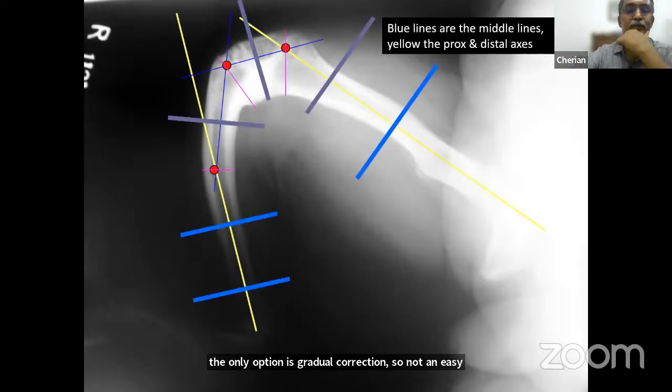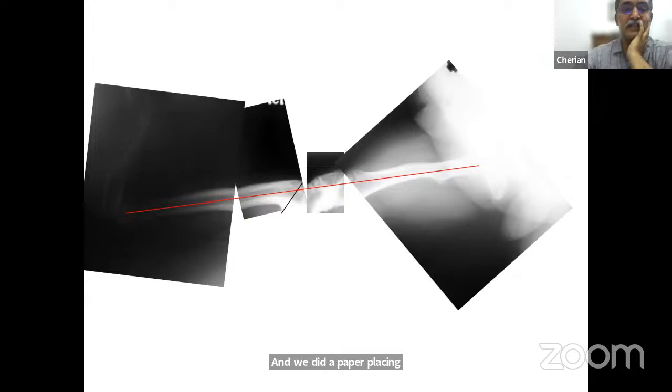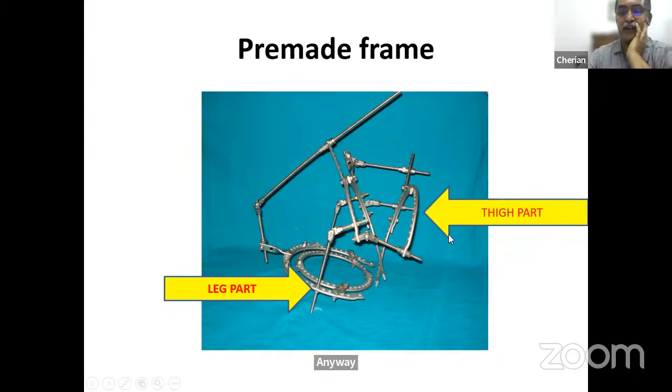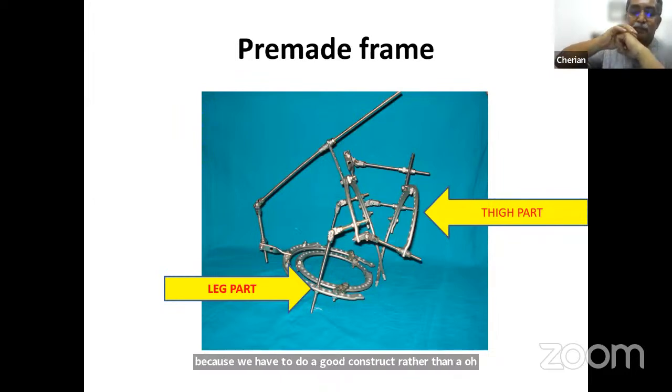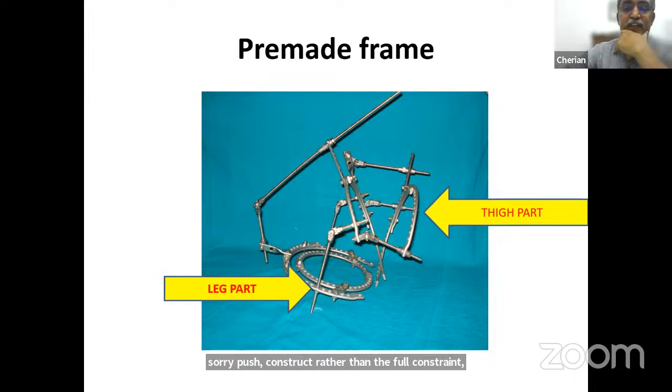So we did the deformity planning, the femoral and tibial axis and the middle line. We planned for osteotomies. We planned for actually three osteotomies, as you can see in the pink lines. That is where we planned for the osteotomies. And we did a paper tracing with the three osteotomies. Anyway, this is a frame we made. It's a rather complicated frame because we had to do a push construct rather than a pull construct because the deformity, on the concave side, we couldn't fit any distraction rod. So we had to fit the distraction rods on the convex side. And this is the frame, the thigh part and the leg part.